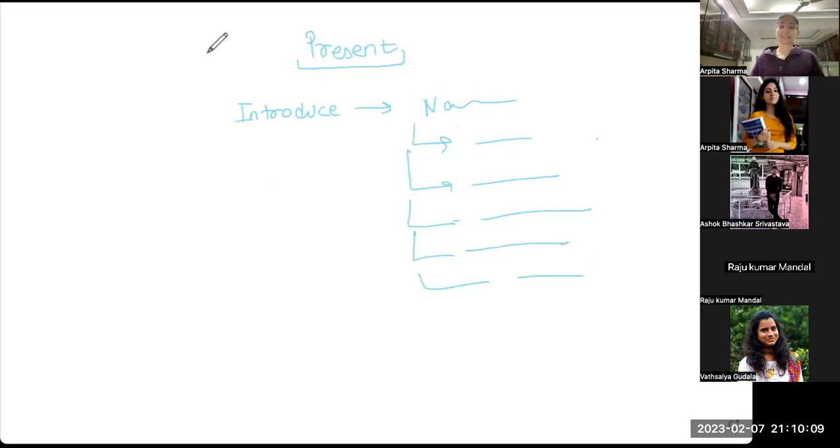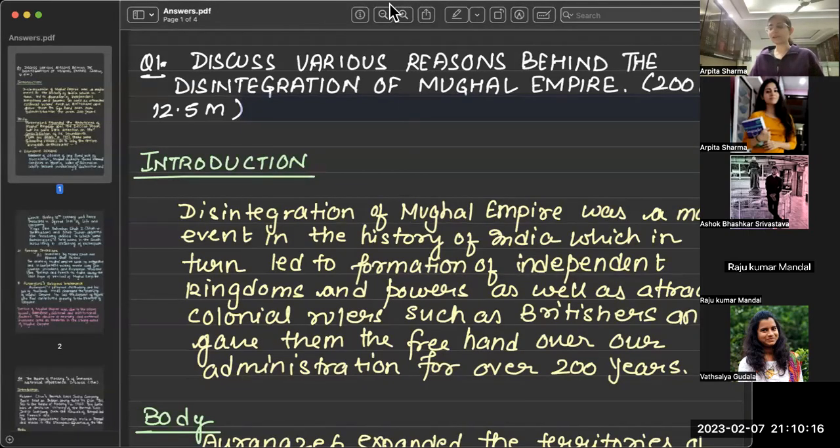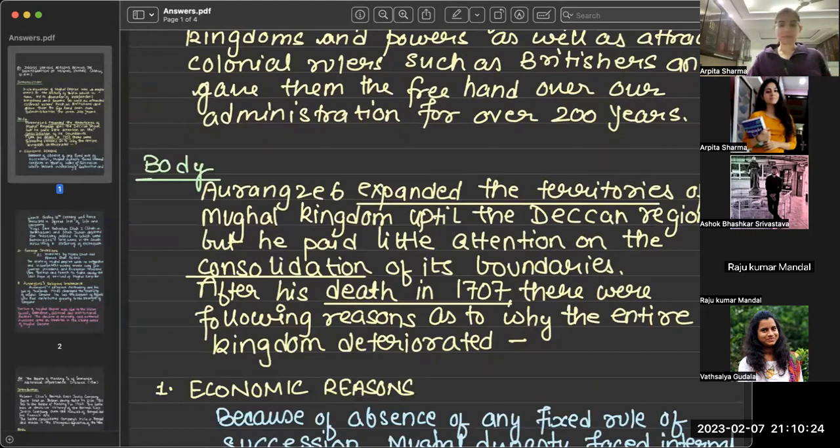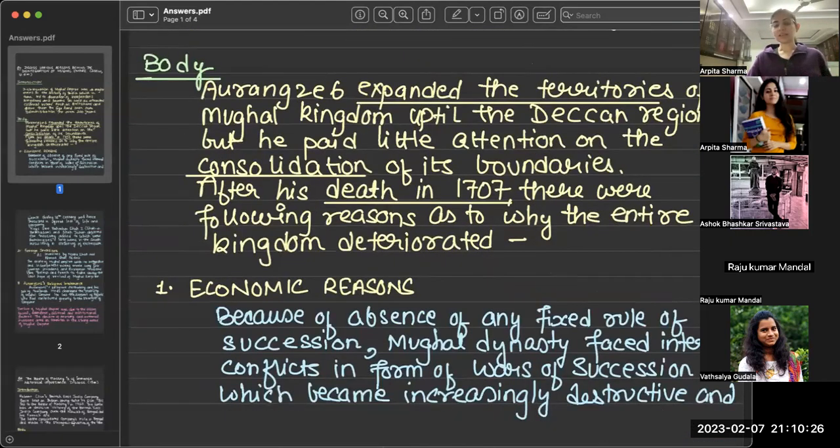This is the introduction. Same way in the paper also. You have to do the same thing, nothing new. You just have to give your brief introduction, what you are going to talk about. Now, the introduction is done. Now we will go to the body of the answer. Body of the answer is very simple because the question is very simple. They are asking you just the reasons.